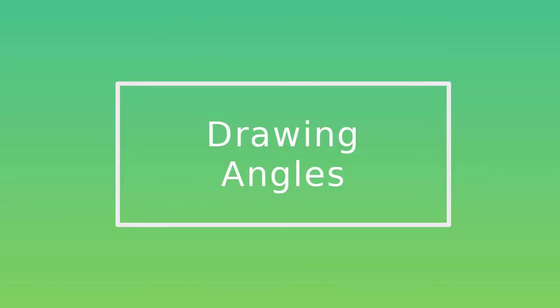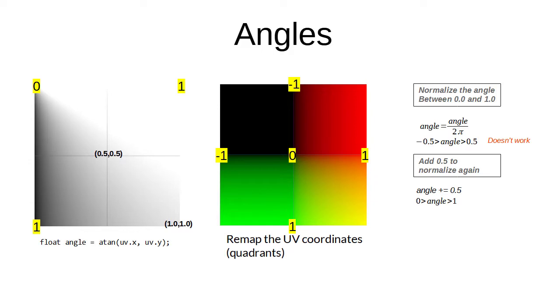Drawing angles. Let's start with the basics. Draw a distance field based on an angle. This will be useful as a practice to draw polygons and later work with polar coordinates. As you can see, it is about using the x and y coordinates into the atan function to get an angle. In this example, both the coordinate 0.5, 0.5 and the coordinate 1.0, 1.0 give us the same angle.